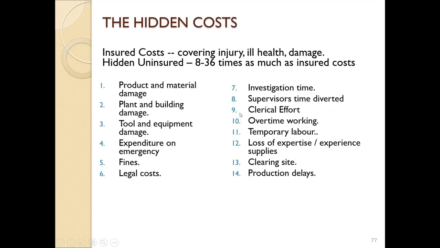Number 9 is clerical work. Number 10 is overtime working. Number 11 is temporary labor. 12 is loss of expertise or experience supplies. 13 is clearing site. 14 is production delay. This is referring to all hidden costs.